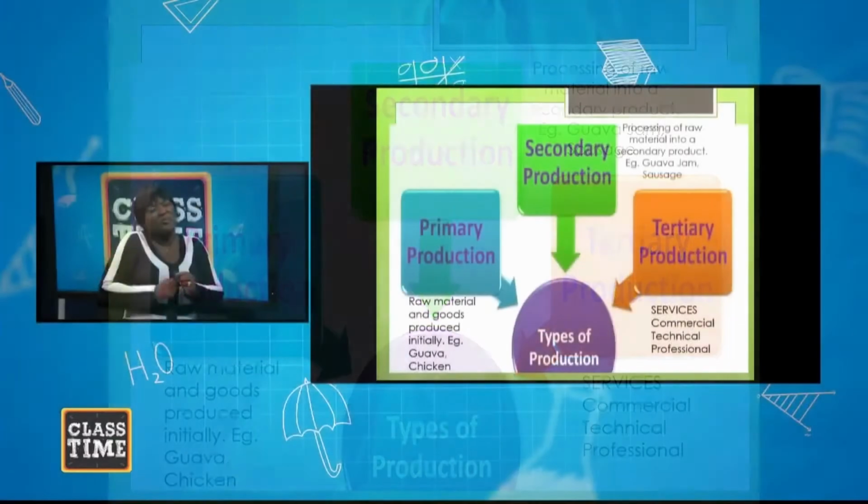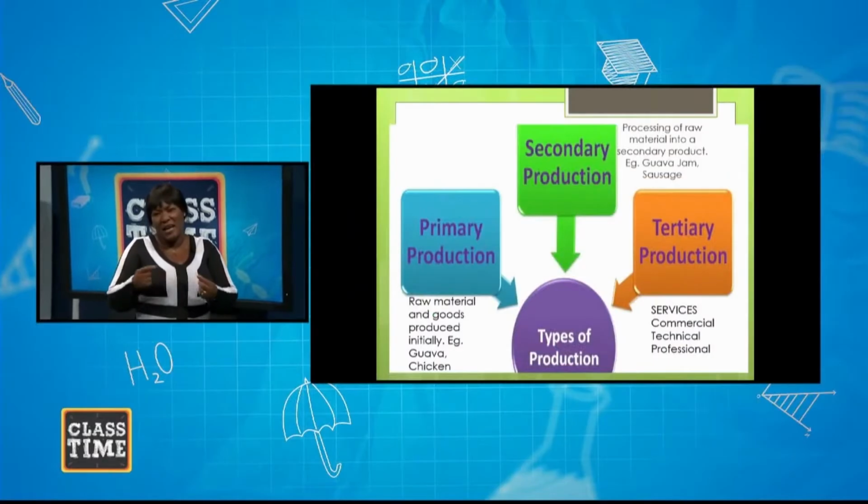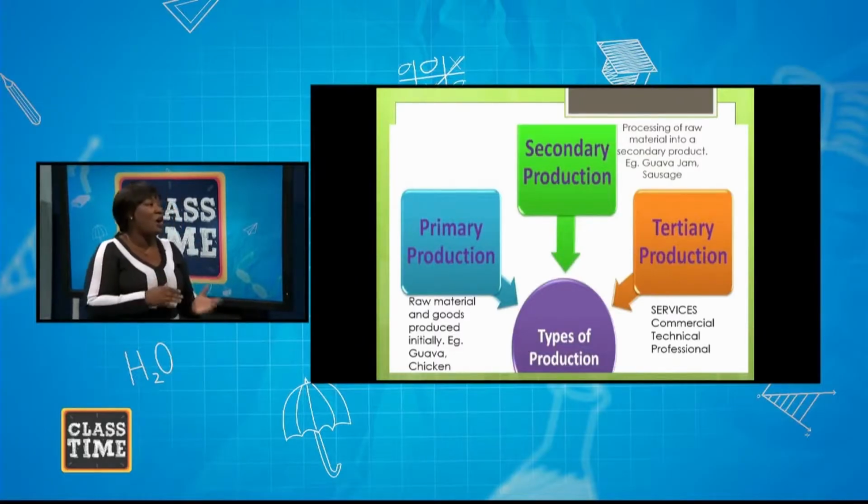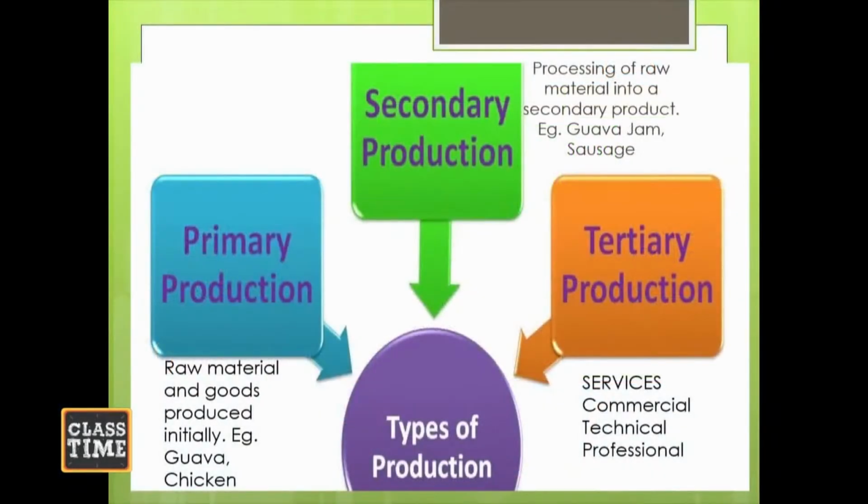Now, I want to convert my production to give it a longer life. So, I move into a different category of production, secondary. Secondary production looks at converting my raw material into a different state. Now I can turn my guava into guava jam. I can turn my chicken into sausage or frankfurters or bologna. I process my good, so hence I would move to secondary production.